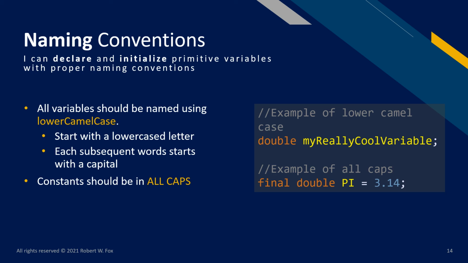Now, moving on to constants, constants are always named in all caps. And this is helpful because when you see a variable in somebody else's code that's all caps, you'll know it's a constant. So you are expected, as we're writing our Java code, to follow these naming conventions.